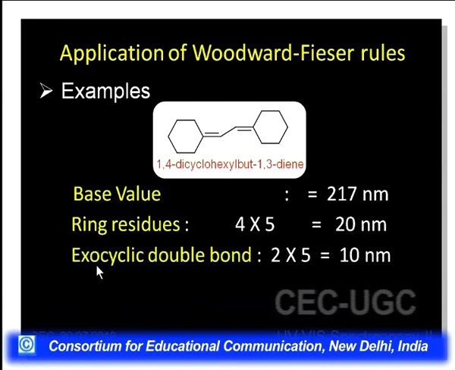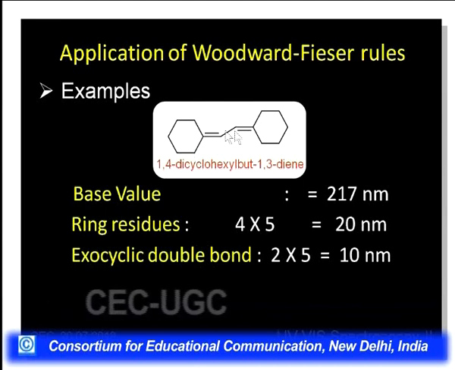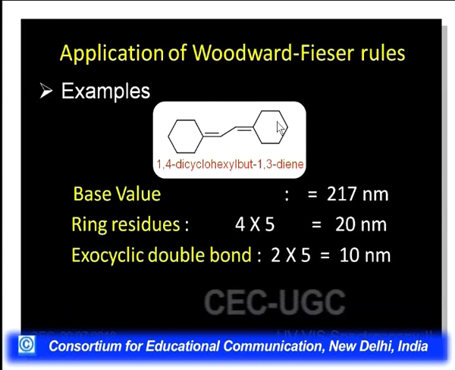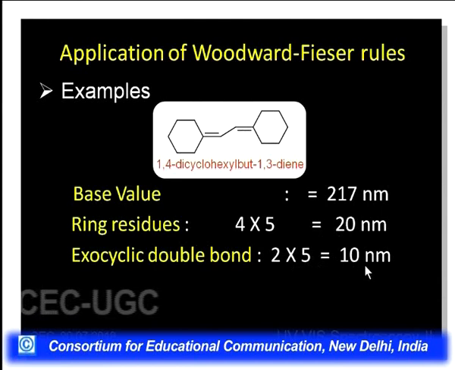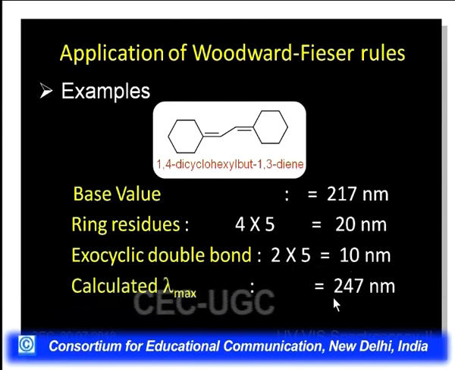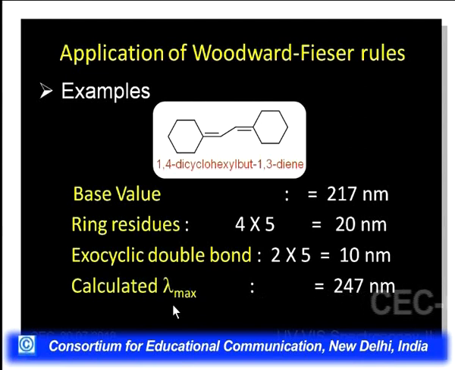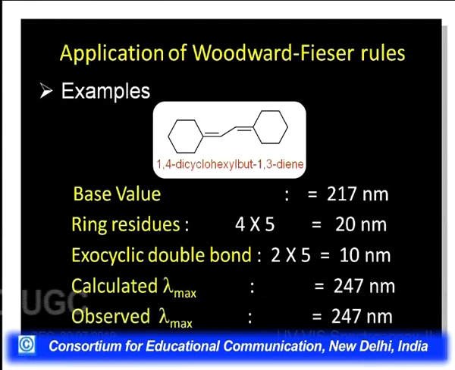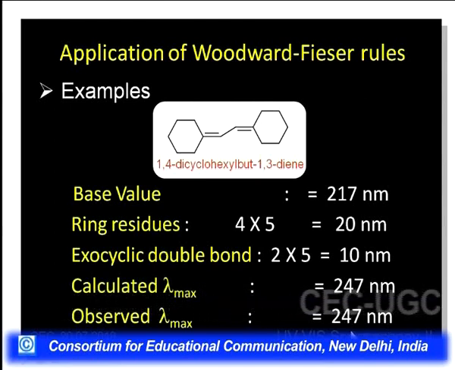And then we also have exocyclic double bonds over there. You see that this double bond happens to be exocyclic to this ring, and this double bond happens to be exocyclic to this ring there. So this again adds one more contribution, that is about 10 nanometers there, and the value now comes out to be 247 nanometers. That is the calculated value on the basis of Woodward-Fieser's rules there, and the observed value happens to be 247. So you see how effectively we are able to predict the values there.